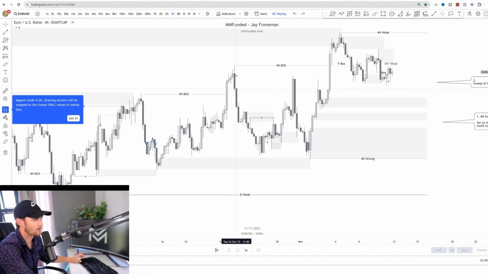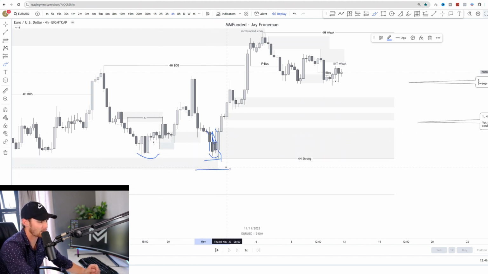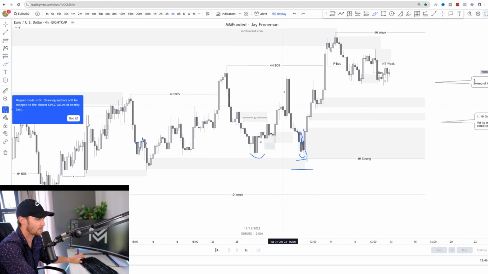Okay, 4-hour pullback started, and as we got to this POI, we formed liquidity, accumulation, manipulation, the sweep of this liquidity, the double bottoms into this higher time frame POI, market structure shift, pullback into fair value gap on the lower time frame to continue targeting those weak highs.